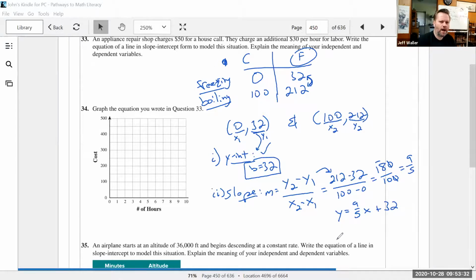What does y really mean in this problem? Can somebody see? What does y mean? What's the y referencing? Fahrenheit or Celsius? Well, I've got freezing and boiling, but this is the Fahrenheit. Yeah, so that'll be Fahrenheit equals 9/5, and of course, x must be Celsius, plus 32.